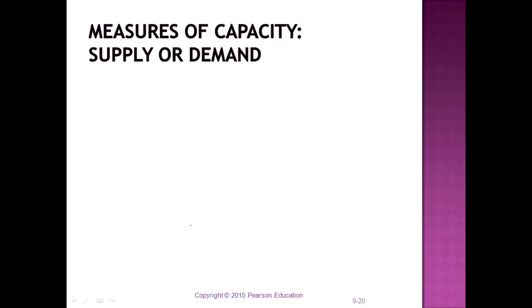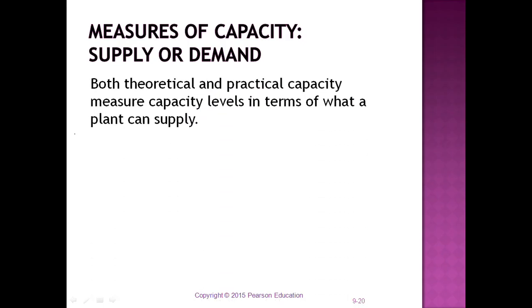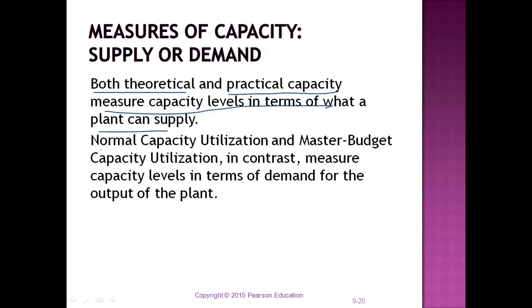Usually, how do you measure the capacity? You may be measuring it by using your supply or demand. We could say that both your theoretical capacity and the practical capacity can be measured in terms of what a plant can supply. So we come to the third one, the normal capacity utilization, and the fourth one, the master budget capacity utilization, which measures your capacity not in terms of what you can achieve, but in terms of the capacity level that you will actually be using, because this is the demand for your product.